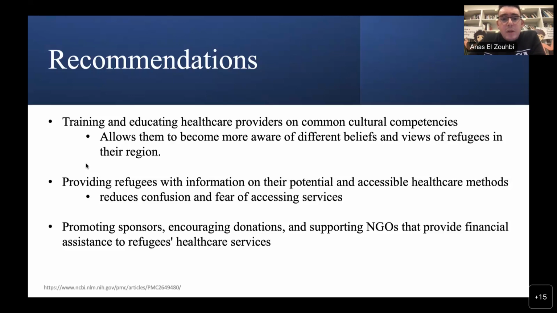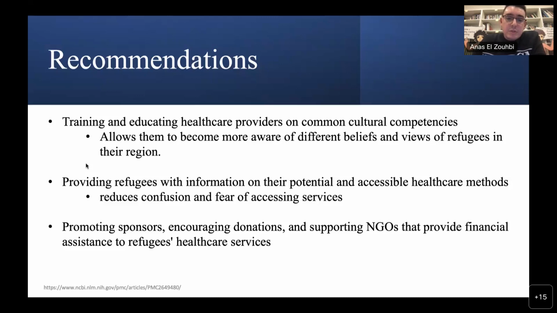It'll also allow healthcare providers to become more aware of the different beliefs. So different cultures would mean different beliefs. Not all cultures believe in following the same health protocols. So it would be important to make sure that healthcare providers are well caught up and well educated with regards to the refugees in their region. It's also, on the other end of the spectrum, providing refugees with information. So it's important to educate both the providers and the refugees.